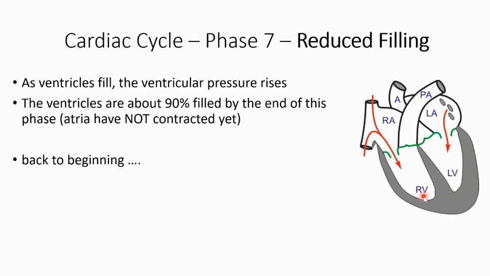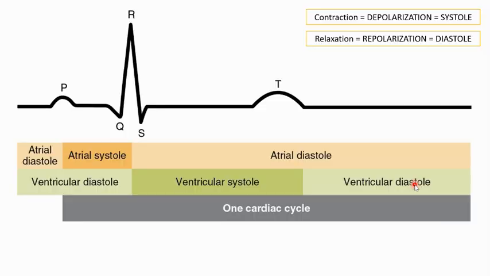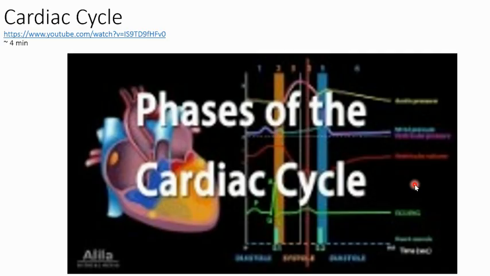And then the last part of that phase, reduced filling here, the ventricles at this point are about 90% full, and we haven't even contracted the atrium yet. So a lot of the blood that comes into the ventricles is actually from just passive filling. Remember, phase 1 is atrial contraction, which hasn't happened yet. So make sure you know your phases of your cardiac cycle.